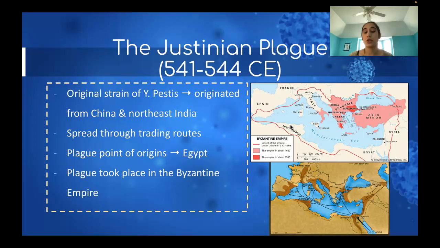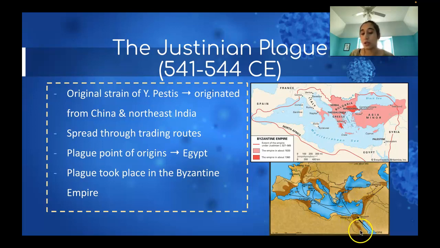And this occurred mainly in the Byzantine Empire, and was just spread around through trading routes mainly. So this map over here just shows everything the Byzantine Empire included, much of southern Europe and northern Africa. You see Egypt in the corner, and then the map on the bottom shows how or where the plague spread, so the dark brown areas.